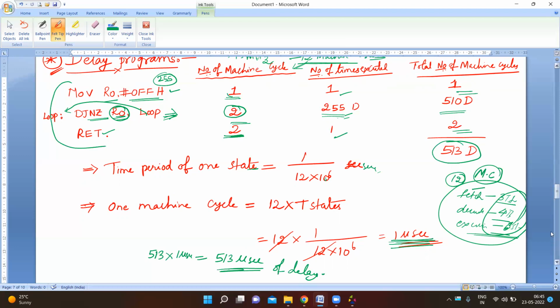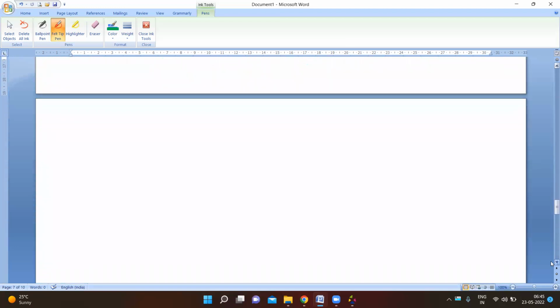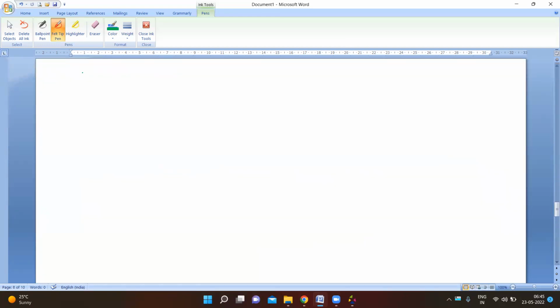And we'll see another delay program, where a nested delay will be there. Initially, in this delay program, move R0 is loaded with 0FFH. Next, another register R1 is loaded again with 0FFH, the number 255. Next, DJNZ R1, loop 1 itself. Here itself it jumps.